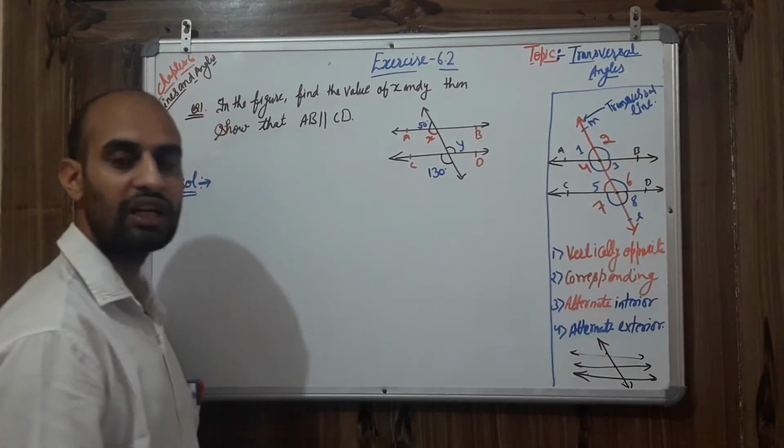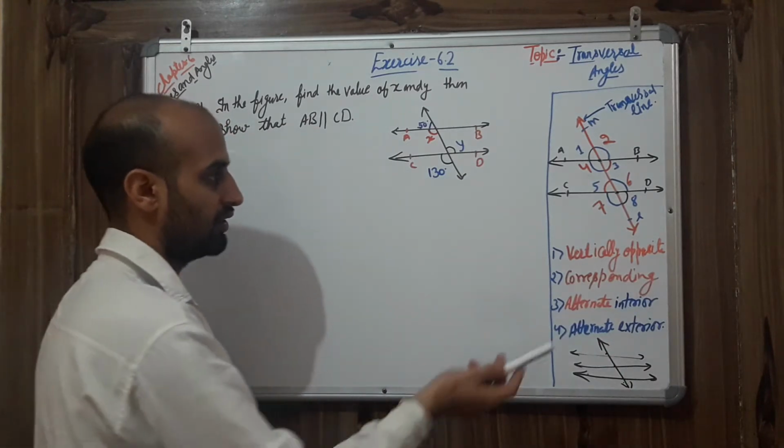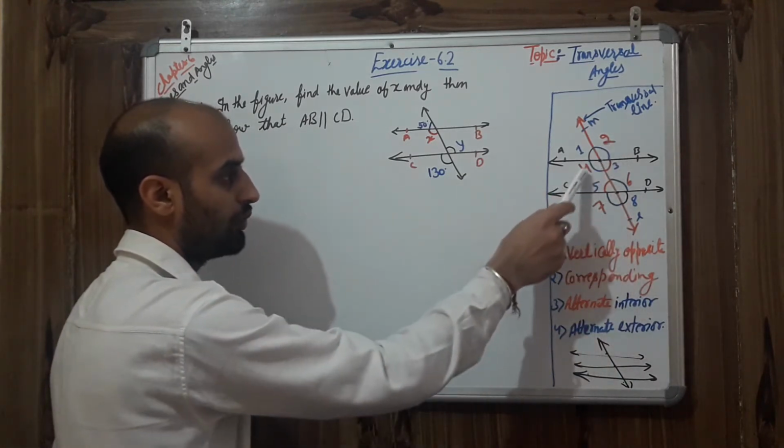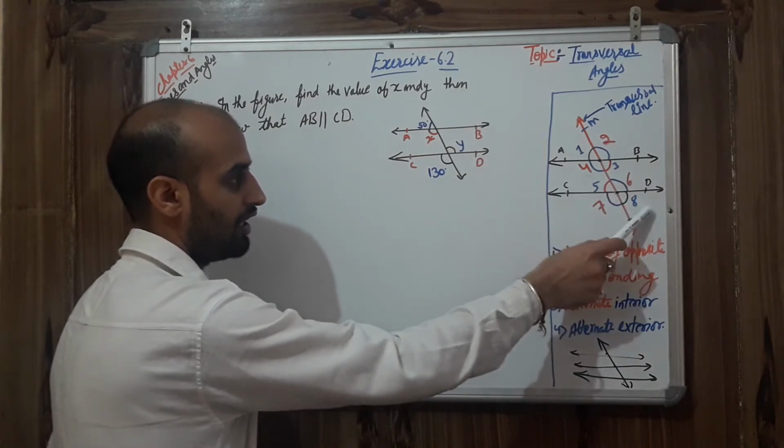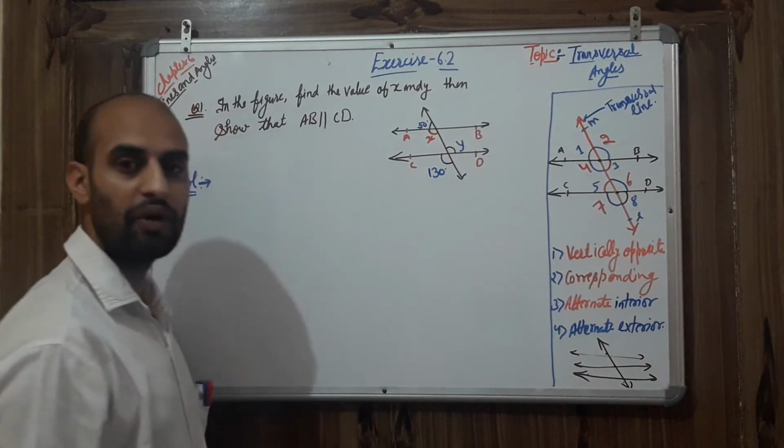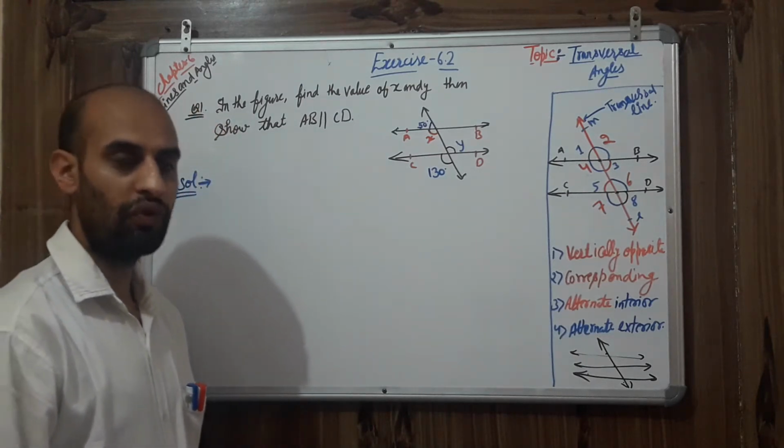So in this category we have subcategories like vertically opposite angles. Those angles which are coming opposite to one another. These are vertically opposite, like 2 and 4 is opposite to each other, 6 and 7 is opposite to each other, 5 and 8, 1 and 3. They are vertically opposite to one another.